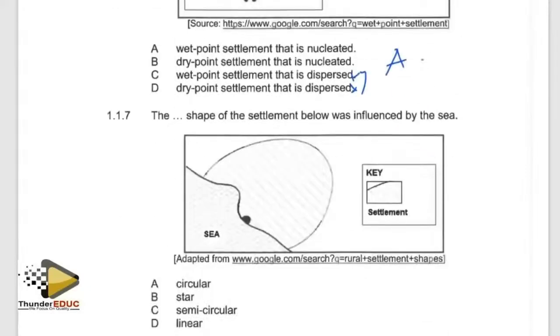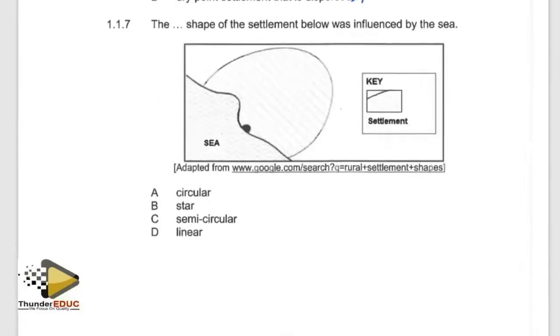The shape of a settlement below was influenced by the sea. I think you have seen cities like Durban, which shape they form. This is a semicircle. If you draw the other side, it will form a complete circle, but it is a semicircle halfway. So it's C. All right.